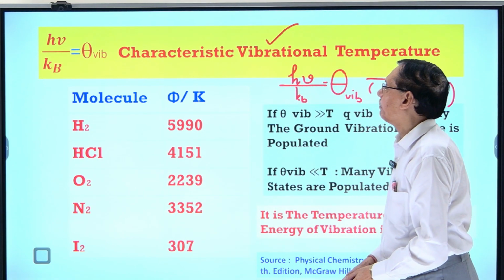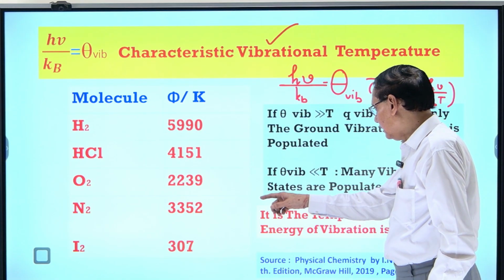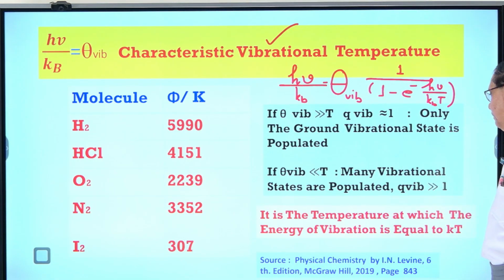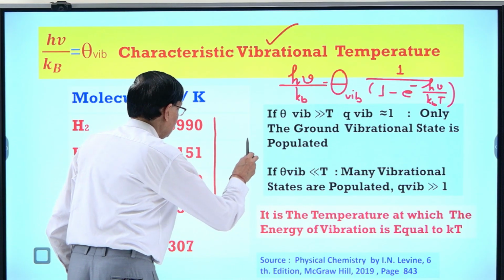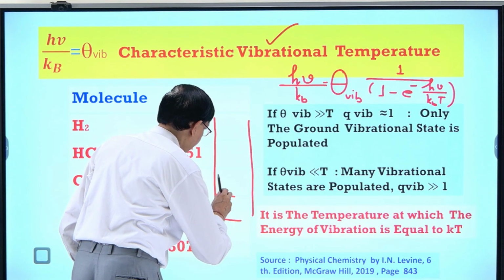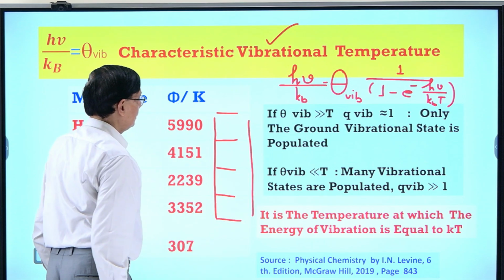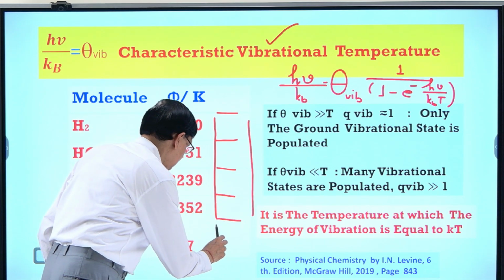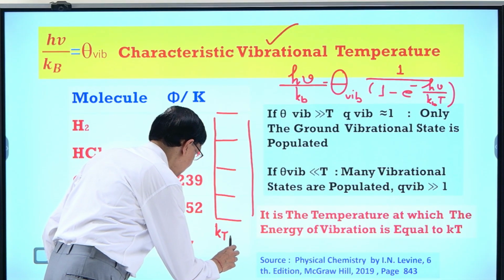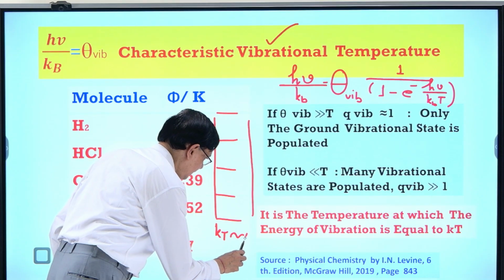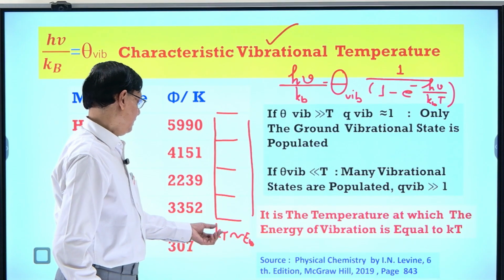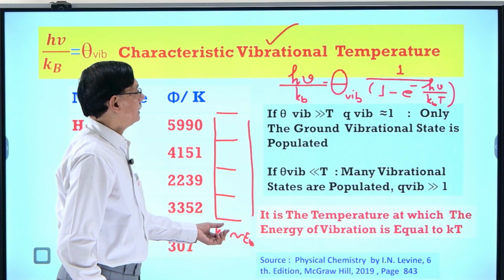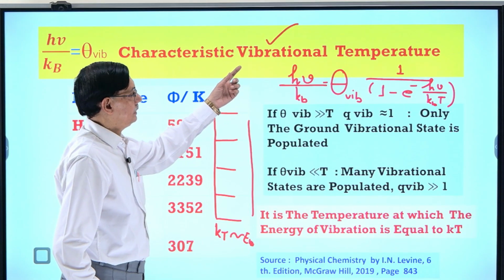You see these are the values, and this indicates the temperature at which the energy of vibration is equal to kT. That means if I plot, suppose this is the vibrational level, these are different vibrational energy levels, and in that case generally kT is approximately that, so that is called the characteristic vibrational temperature.